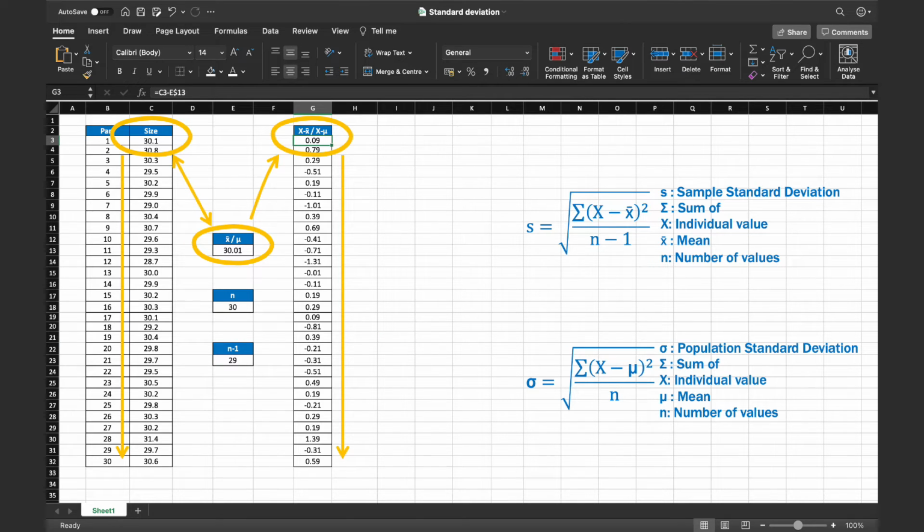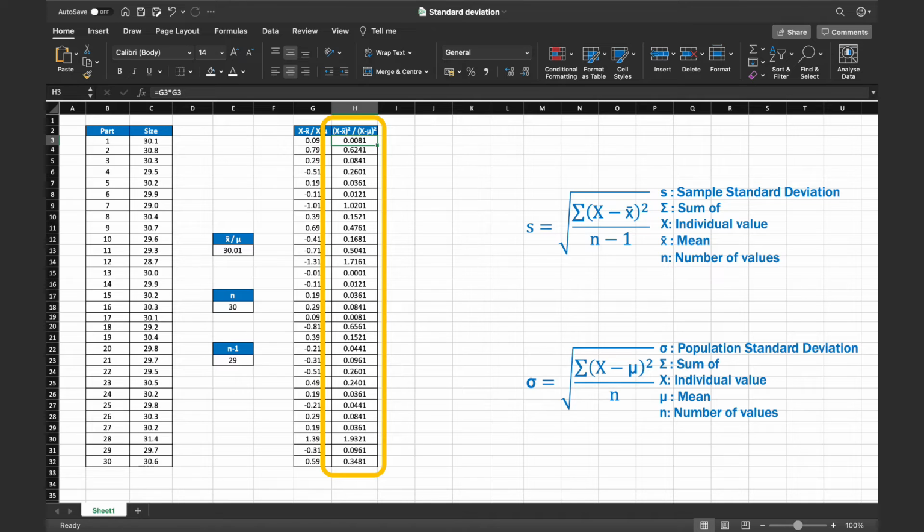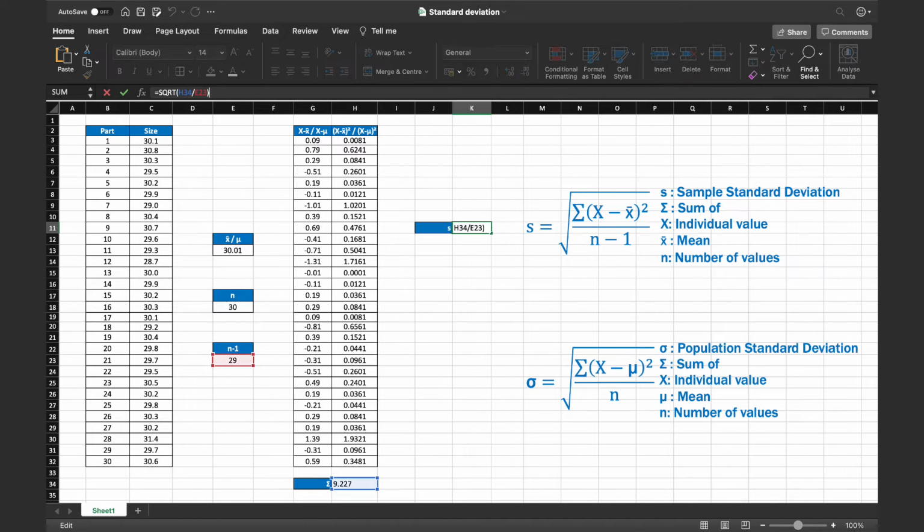Now we can move on to the next step. For each value, we need to work out the difference to the mean. To do this, we simply take the mean away from each individual value, and we do this for all 30 samples. For all 30, we then multiply the value by itself, and this results in there being no negative values. Now the final bit of the jigsaw before we use the formula is to sum all of these results together, and this comes to 9.227.